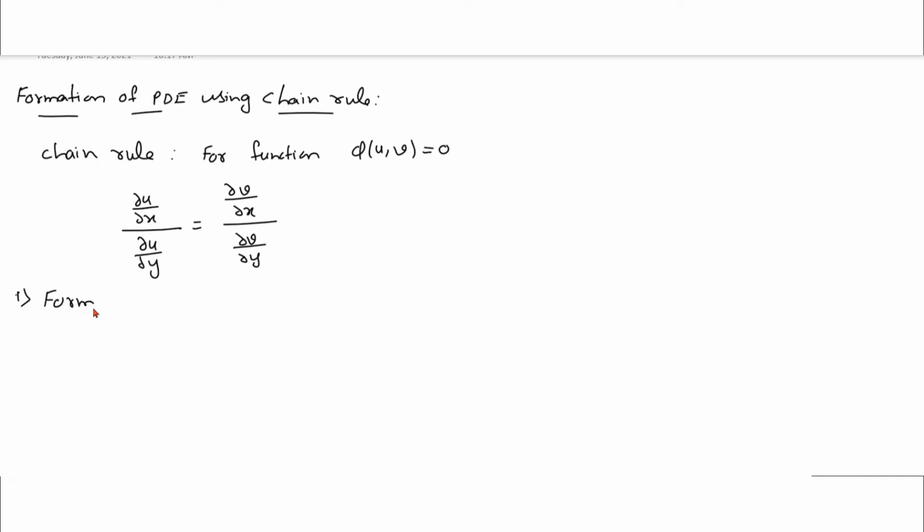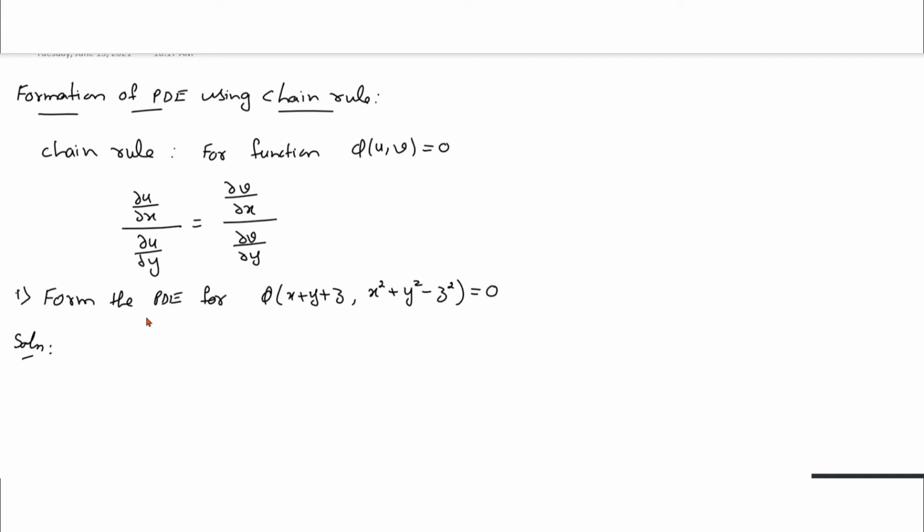Form the PDE for the function phi of x plus y plus z comma x square plus y square minus z square is equal to 0.